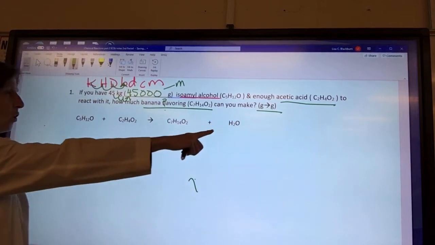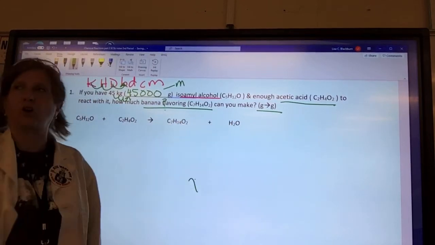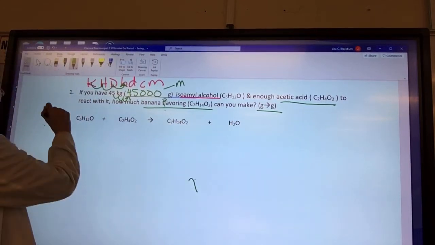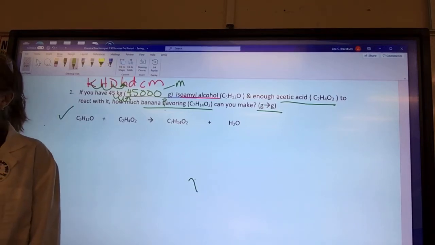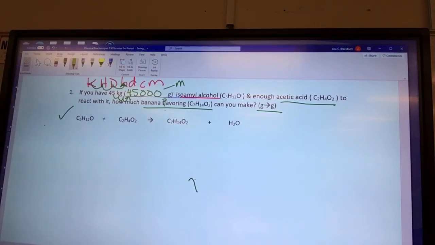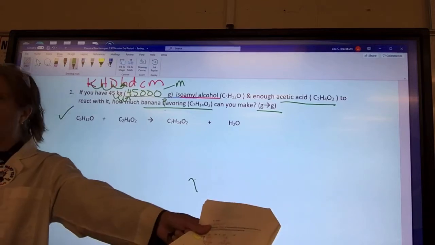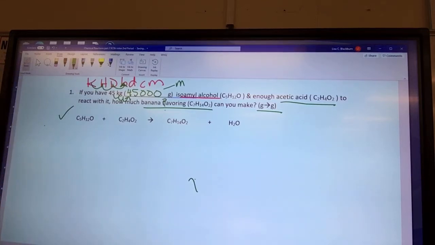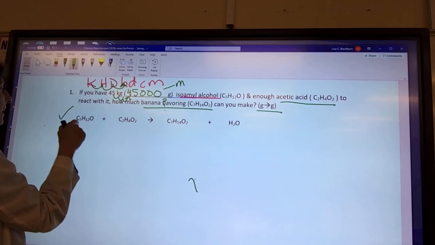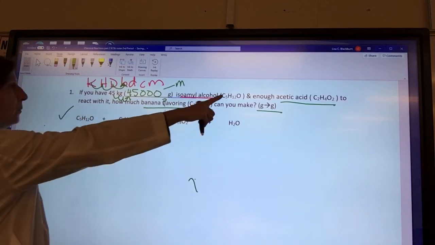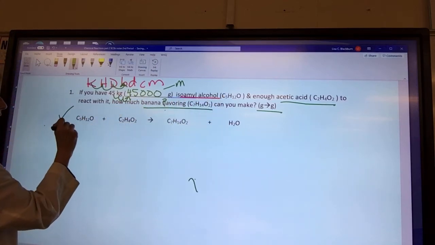We looked at it before, but we always check to make sure our equation is balanced, but we already checked it, so let's put our check mark on there. Is the equation balanced? Yes. Now we write, you said it, what do we write? What we know, and underneath what we know, we check the chemical.